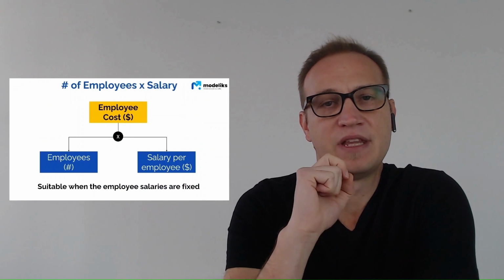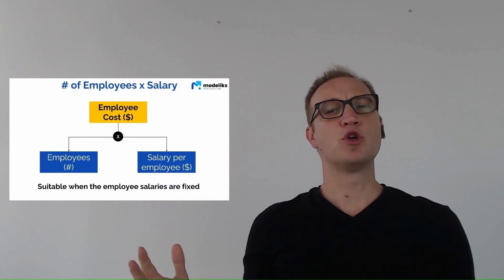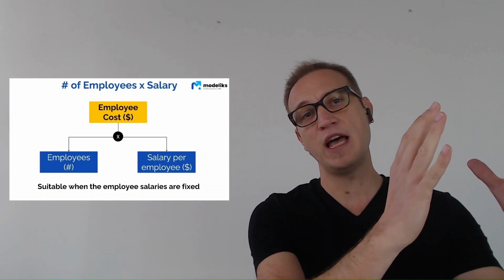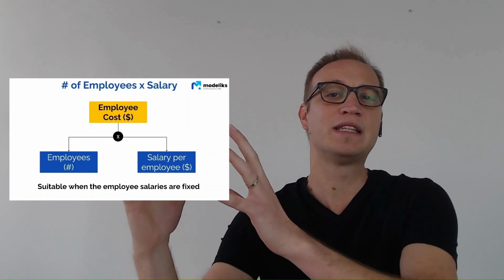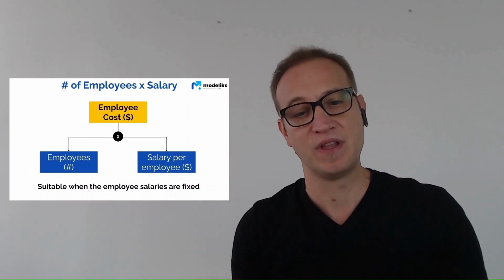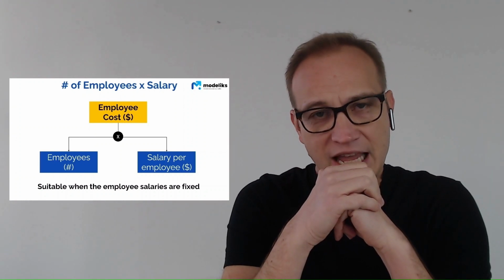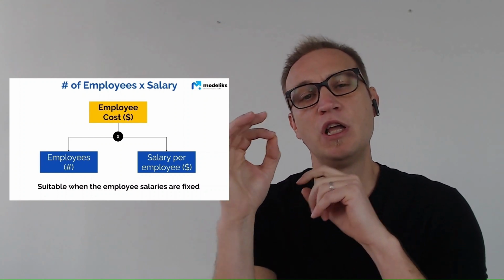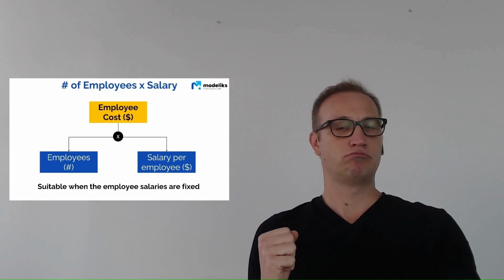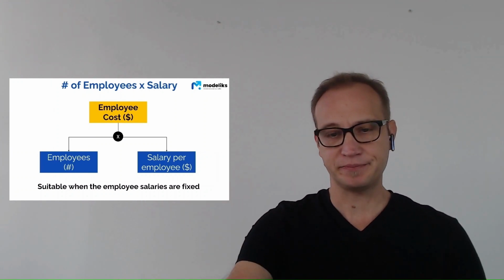Method number 1, number of employees multiplied by salary. Let's say you want to calculate the employee cost for your sales team. You would forecast the number of employees that you will have in your sales team, and then you will multiply that number by the average salary per sales employee in order to calculate the employee cost for your sales team. This methodology is most suitable when the employee salaries are fixed, so you can have the number of employees multiplied by a fixed amount of salary.